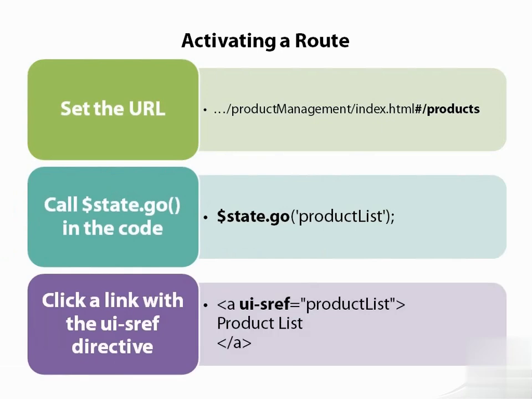Another option is to click a link that contains a ui-sref directive. The ui-sref directive specifies a state. Clicking the link activates that state. We'll see how to use ui-sref when we create the menu for the application, which is coming up next. Notice that the first technique uses the state URL fragment identifier. The other 2 techniques use the state name.